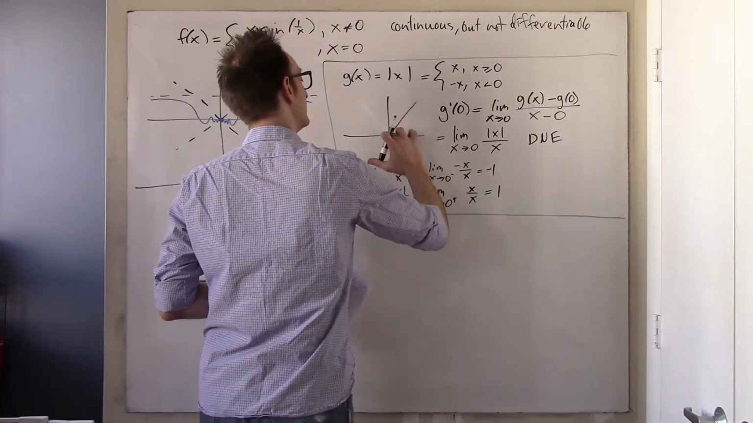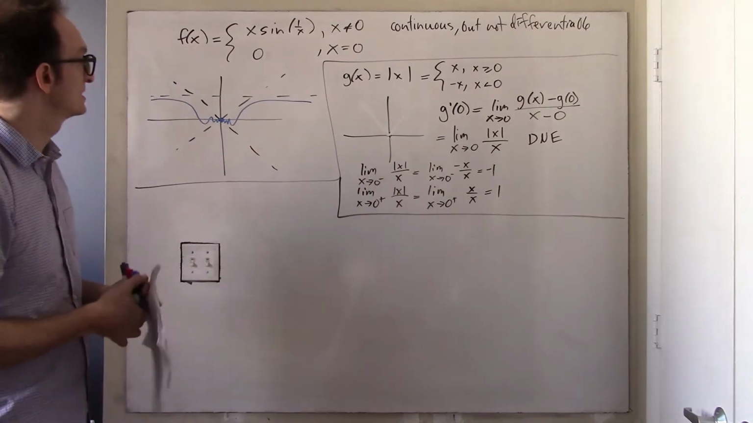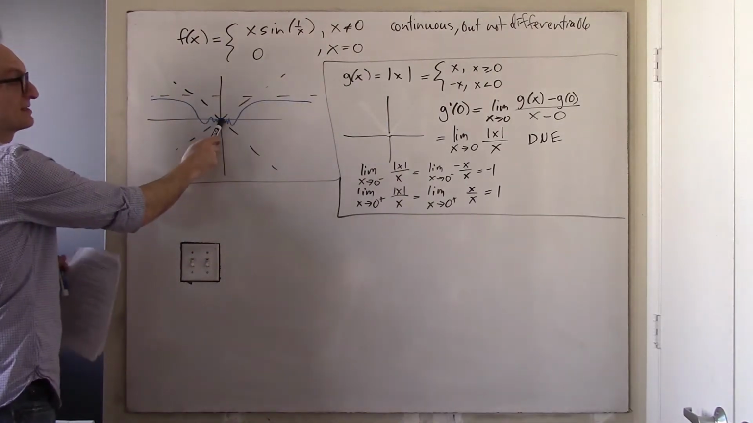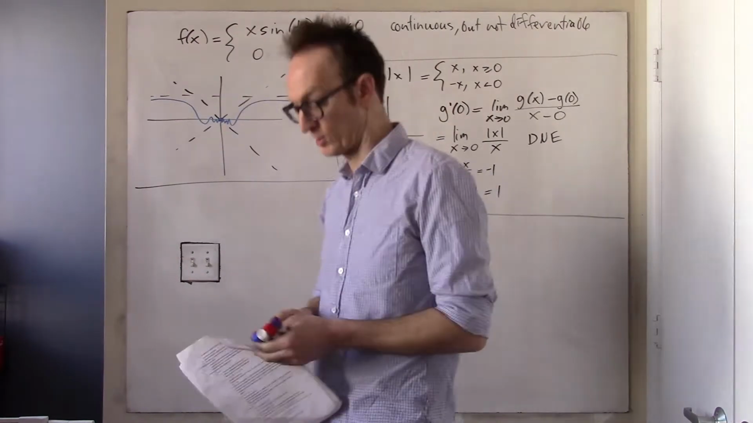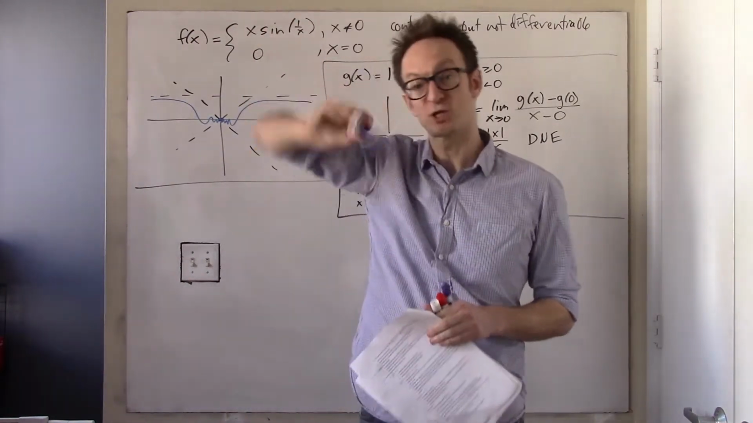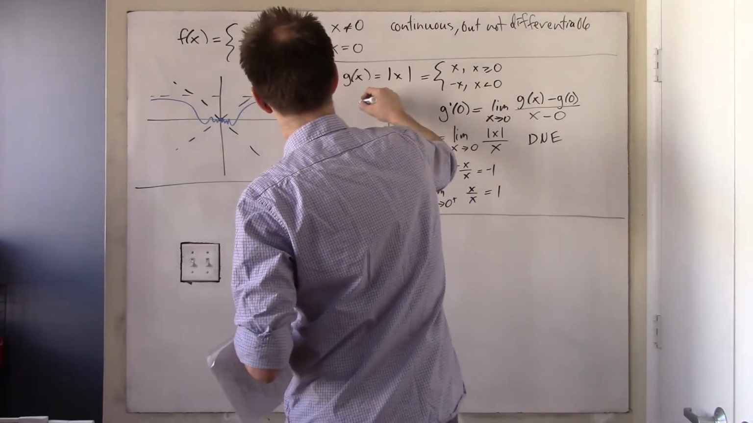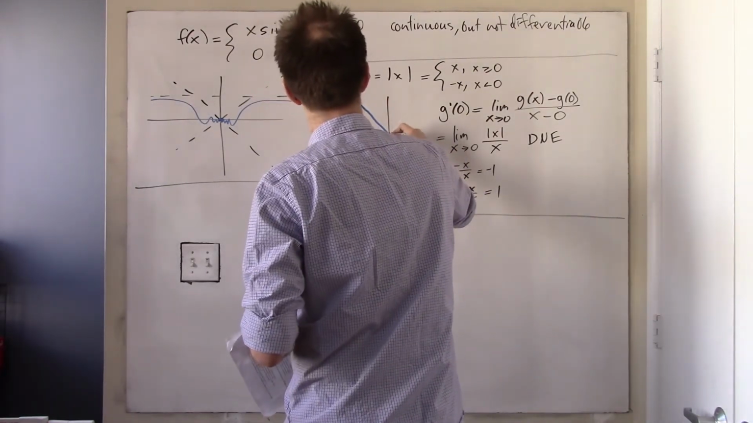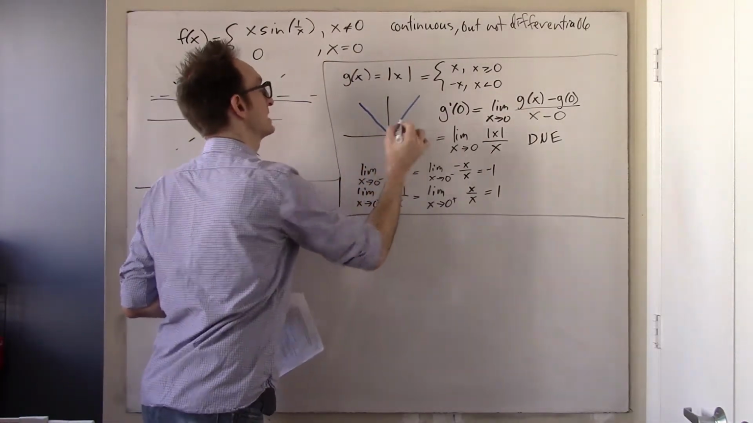Maybe I should keep a color scheme going here of graphing it in blue. So this function is continuous but not differentiable due to some kind of infinite oscillatory behavior, such that the direction of the function is going up and down infinitely often. That's pretty obscure. This function is not differentiable for maybe a more boring reason, which is that it's sharp here.